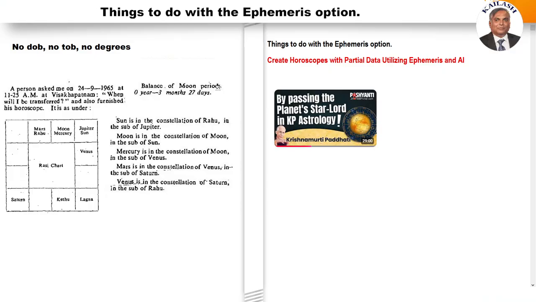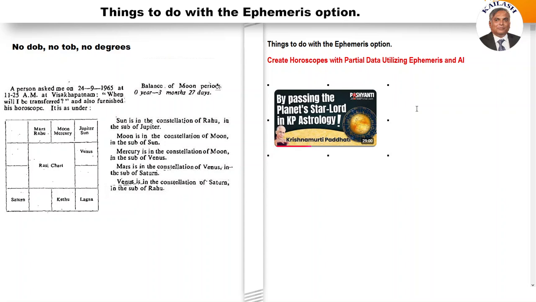Now let me show you with an example how you can create a horoscope with the missing piece of data. When I was working on this video, which is based on an article that appeared in the magazine edited by Professor Krishnamurti, this article is a very different kind of article, because the author has positioned himself as someone who looks at the sublord more compared to the star lord.